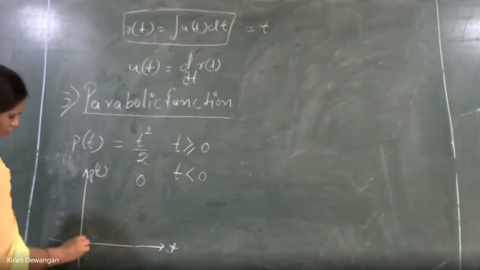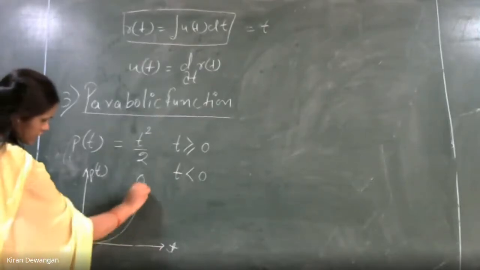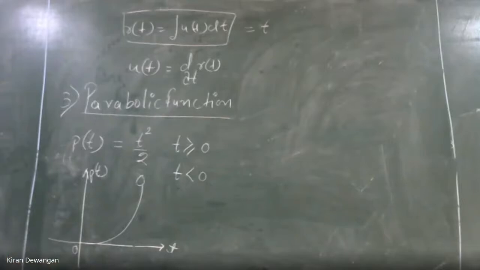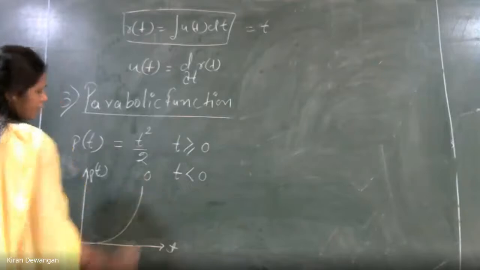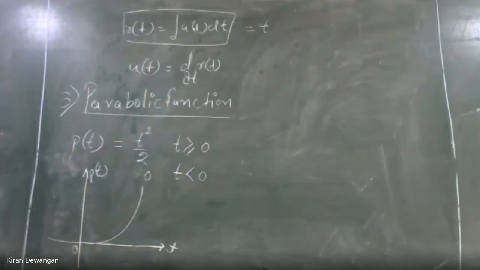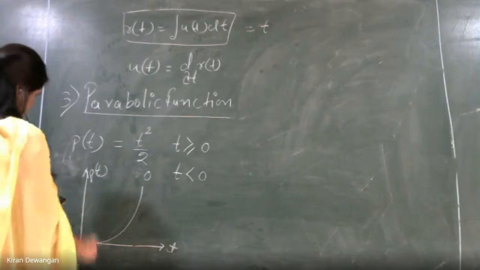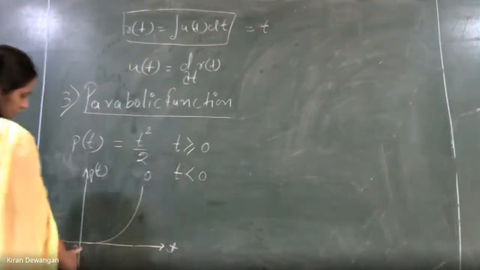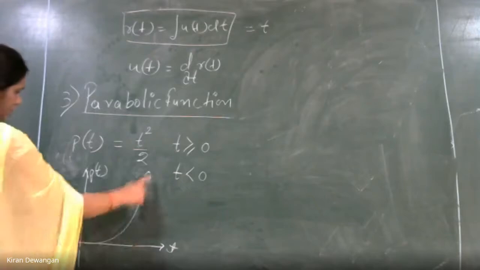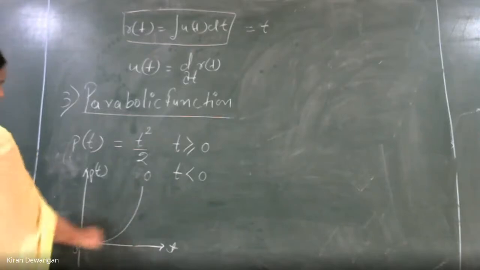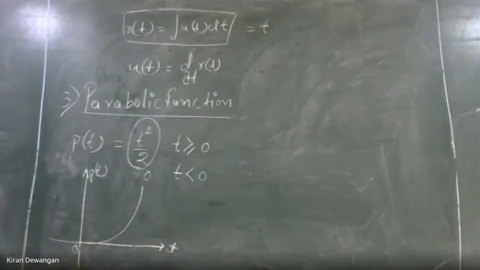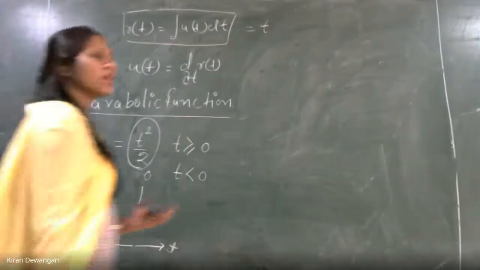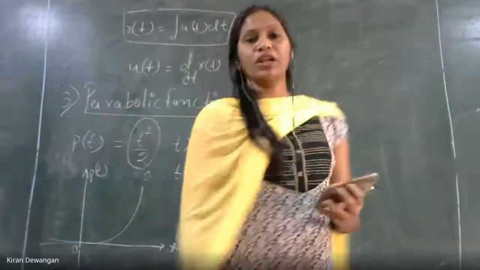The plot is, here we have t and this is our P(t), the parabolic function. This is our t equals 0 position. It is like this. So this is parabolic, so it will be a parabolic function. Clear? So this is P(t). It starts at t equals 0, and for t greater than or equal to 0, it will be a parabolic function, t square by 2. And for the rest of the values, for t less than 0, it is 0. That is what we need to know about the parabolic function.